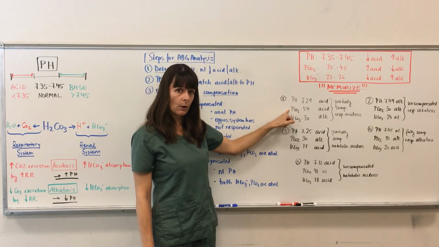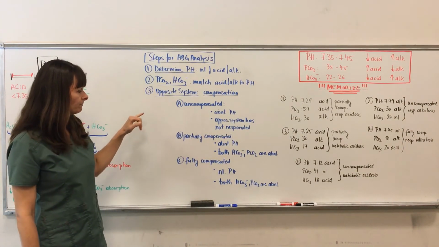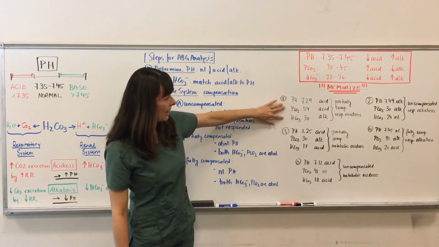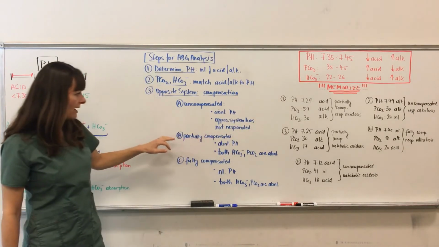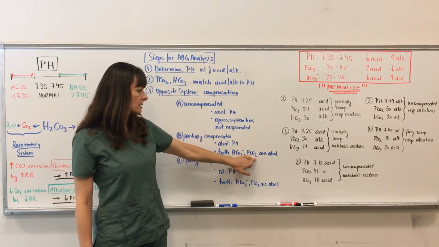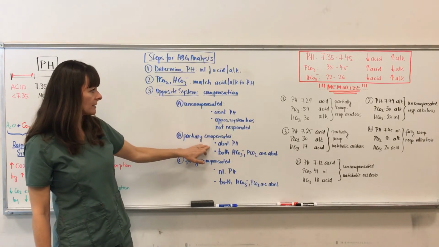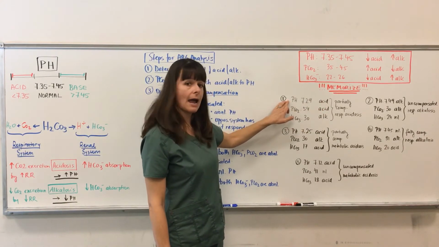Now we need to look at our compensation. So step number 3. The pH is abnormal, and both of these are abnormal, right? We have one acid and one alkaline. So we have an abnormal pH with both bicarbonate and PCO2 being abnormal. So in this case, we have a partially compensated respiratory acidosis.